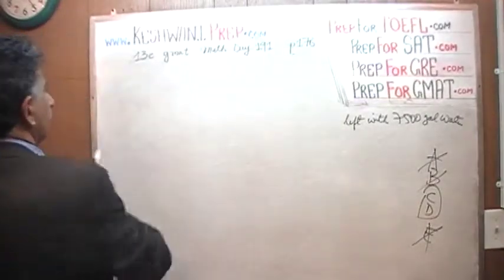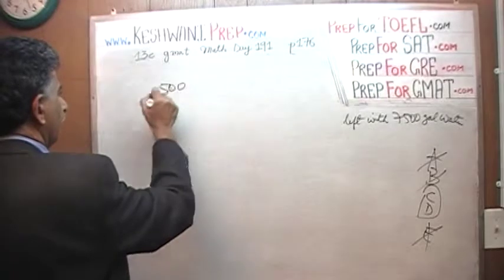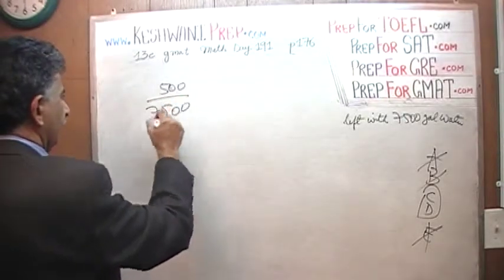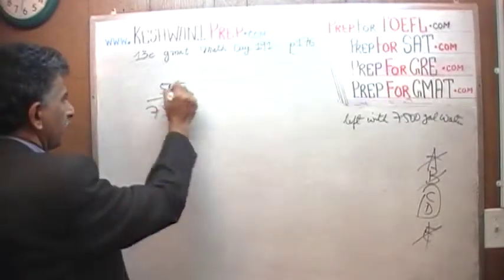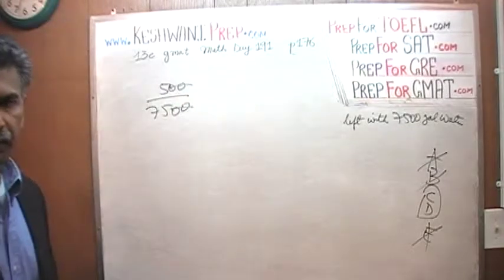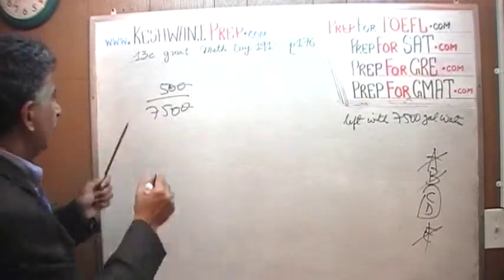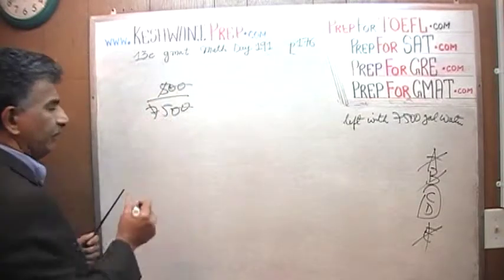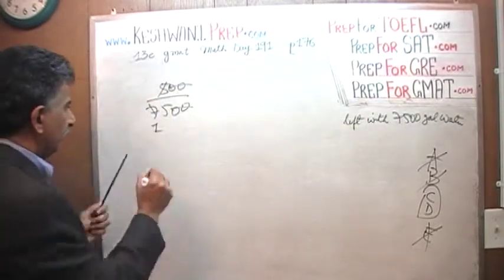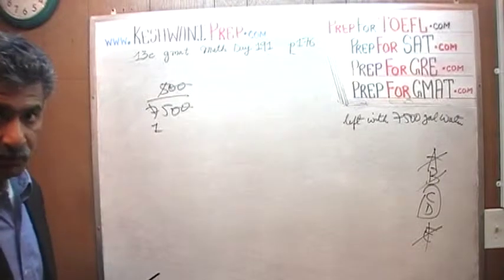It's just going to be 500 out of 75. Well, immediately we can knock out the two zeros from the top and the bottom by dividing top and bottom by 100. Let's divide top and bottom by 5. 5 divided by 7. How many 5 in a 7? 7 has 1 5. The remaining 2 goes and joins the 5, becomes 25.